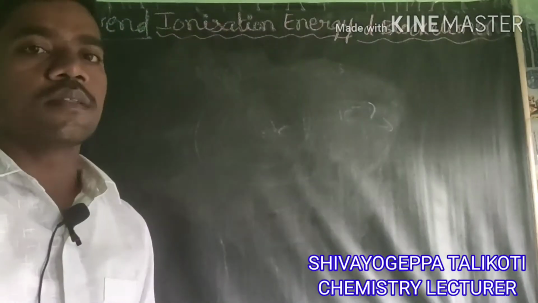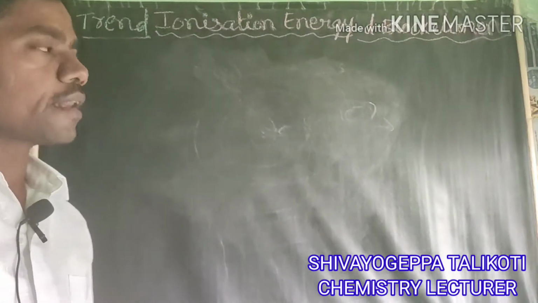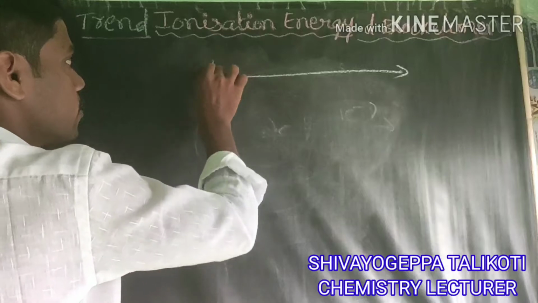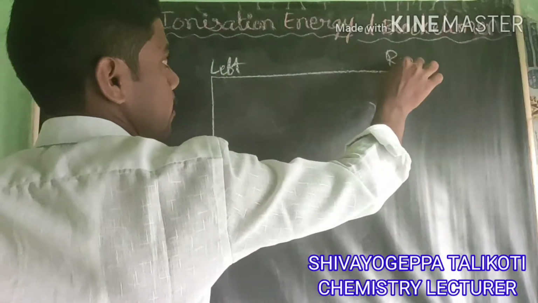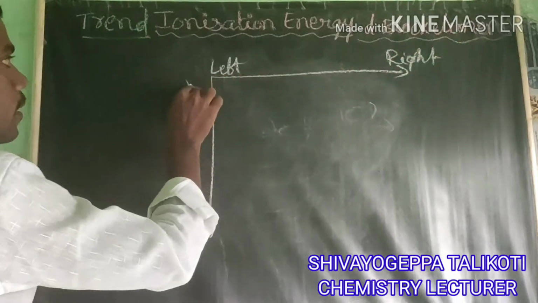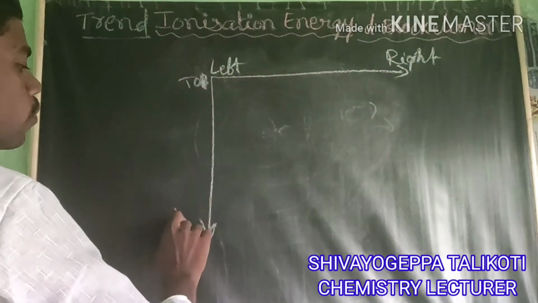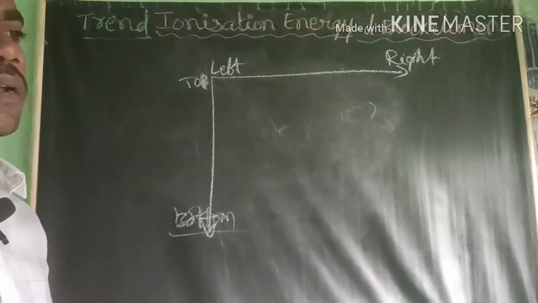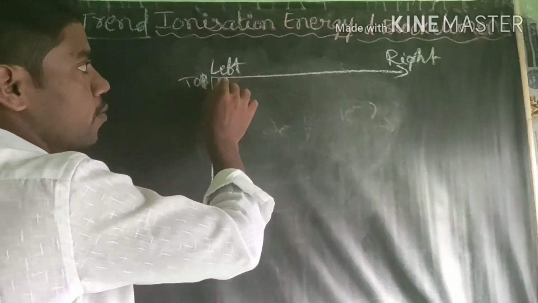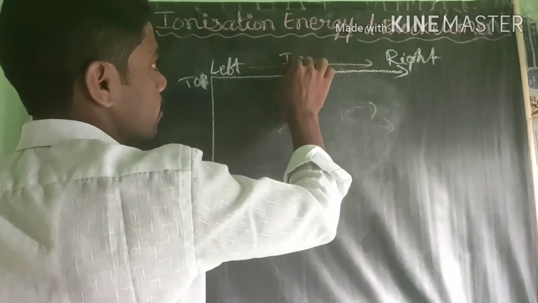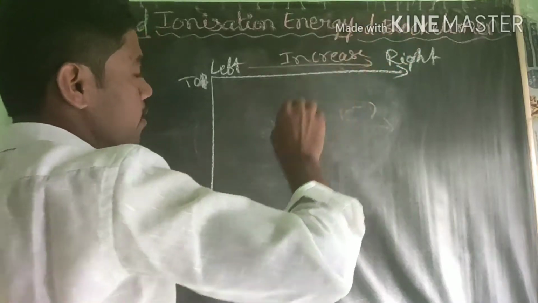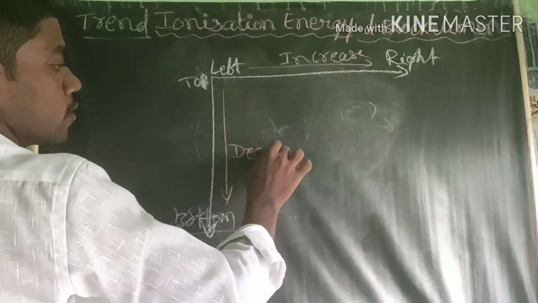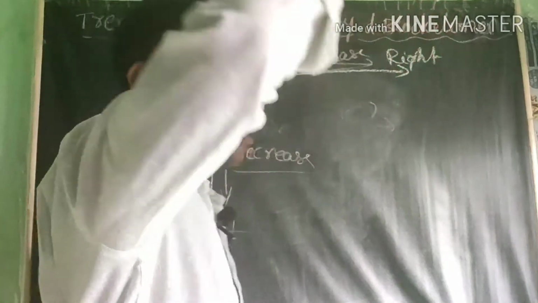After this ionization energy, we learn how this ionization energy varies along the periodic table. For example, this is left to right and top to bottom. How does it vary? You see here, always this ionization energy from left to right increases. Left to right ionization energy increases, and top to bottom it decreases. Why is it like this?